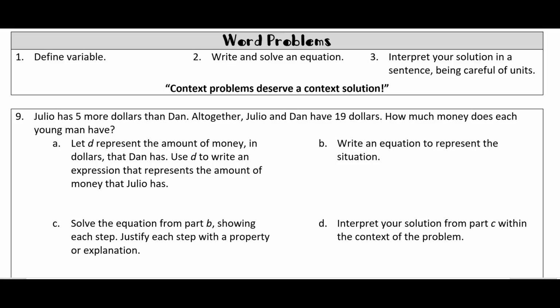Alright, so now to look at some word problems. Just a reminder, there are 3 basic steps to these word problems, besides of course reading them. The first thing you do is define the variable, then you're going to write and solve an equation, and then you're going to interpret your solution in a sentence, being careful of units. Just a reminder, context problems deserve a context solution. It simply means that you should always be writing your answer as a sentence.